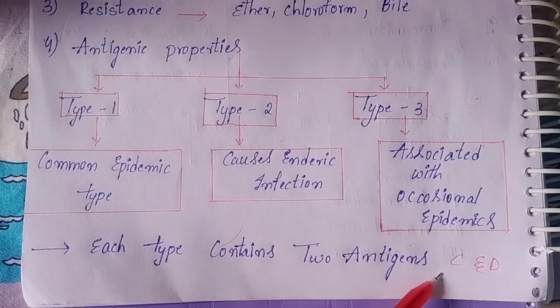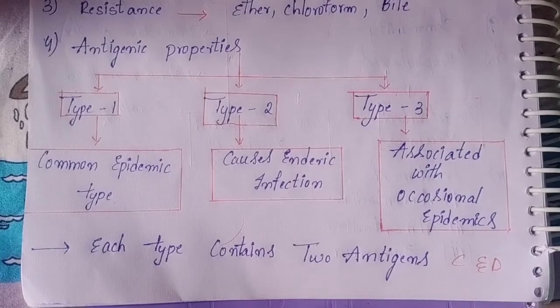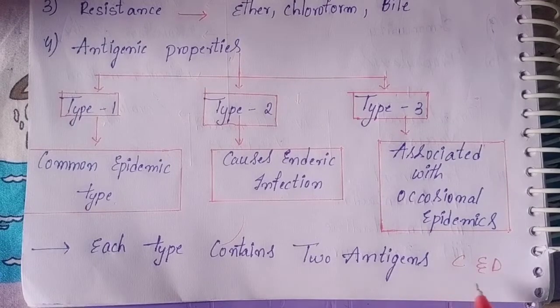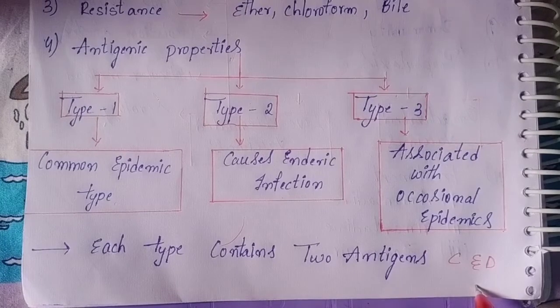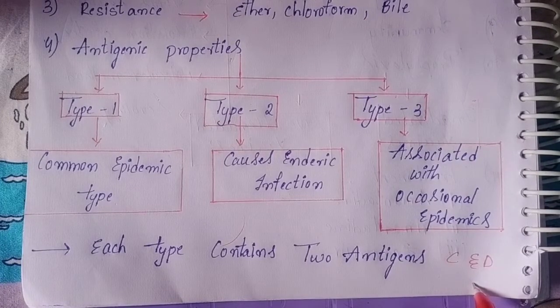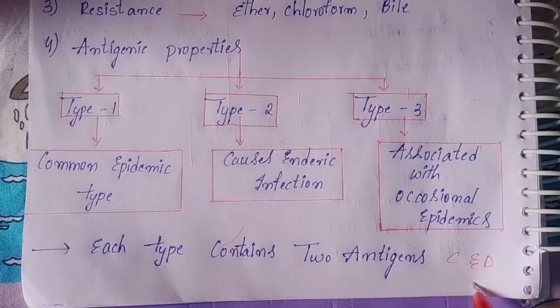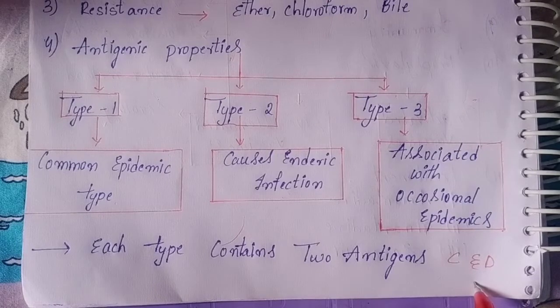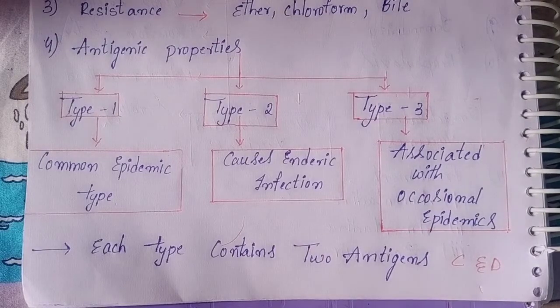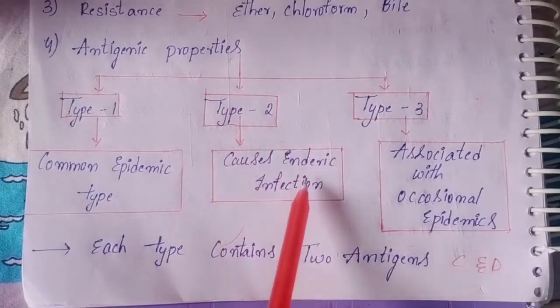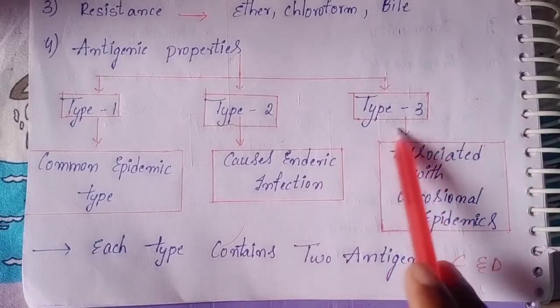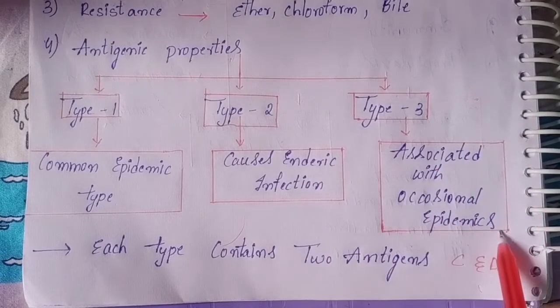C antigen of all types are cross reactive, but D antigen is type specific. The D antigen is also called the N antigen. An attack of poliomyelitis gives lifelong immunity only against the type causing the infection. Type 2 causes endemic infection. Type 3 is associated with occasional epidemics.